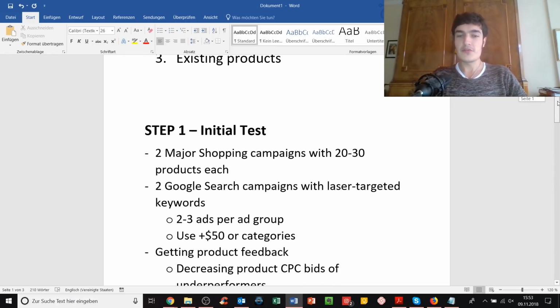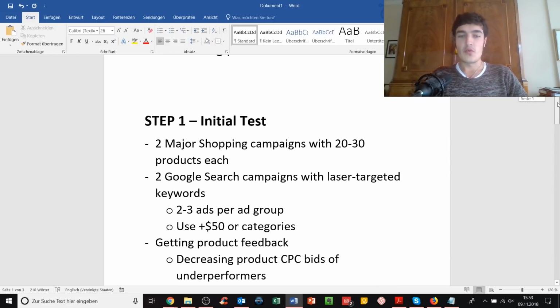And when it comes to getting product feedback, what I do is I decrease the product CPC bids of underperformers. So I regularly check the Google shopping campaigns and check, okay, which of these products is not doing well at all? Which of them are getting very high cost per click, even though the product is not that expensive? Which of them are getting super small CTRs, and which of them are getting a lot of clicks without making any sale or having very short session durations, no add to carts, etc.